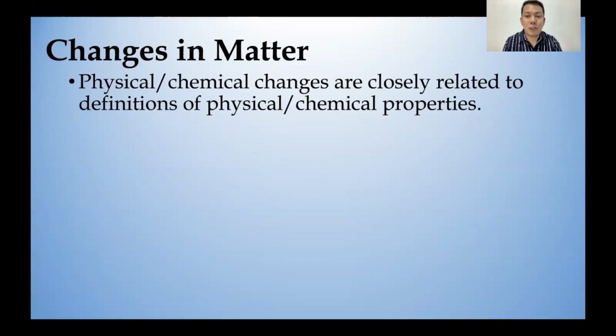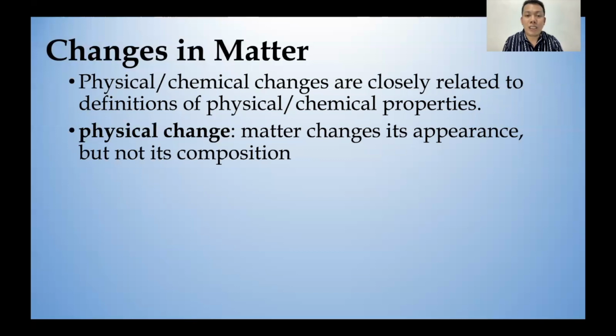Physical and chemical changes are closely related to the definitions of physical and chemical properties. Meaning, physical changes are connected to physical properties, and chemical properties are connected to chemical changes. When we speak of physical change, matter changes its appearance but not its composition. When you cut paper thoroughly into tiny pieces, it is still paper. When you cut a certain metal, or cut your hair, as long as you did not change its composition, it is still paper, still hair, still metal. These are just examples of physical changes.